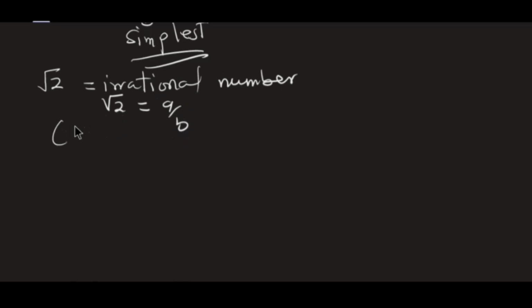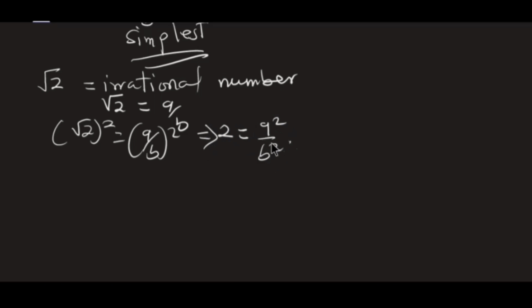So let's square both sides. Square root of 2 all squared is equal to a over b all squared. And this will give us 2 is equal to a squared over b squared, right? At this point, I can make a squared the subject to get 2b squared. If you have a squared equal to 2b squared, then we can say that a is an even number.